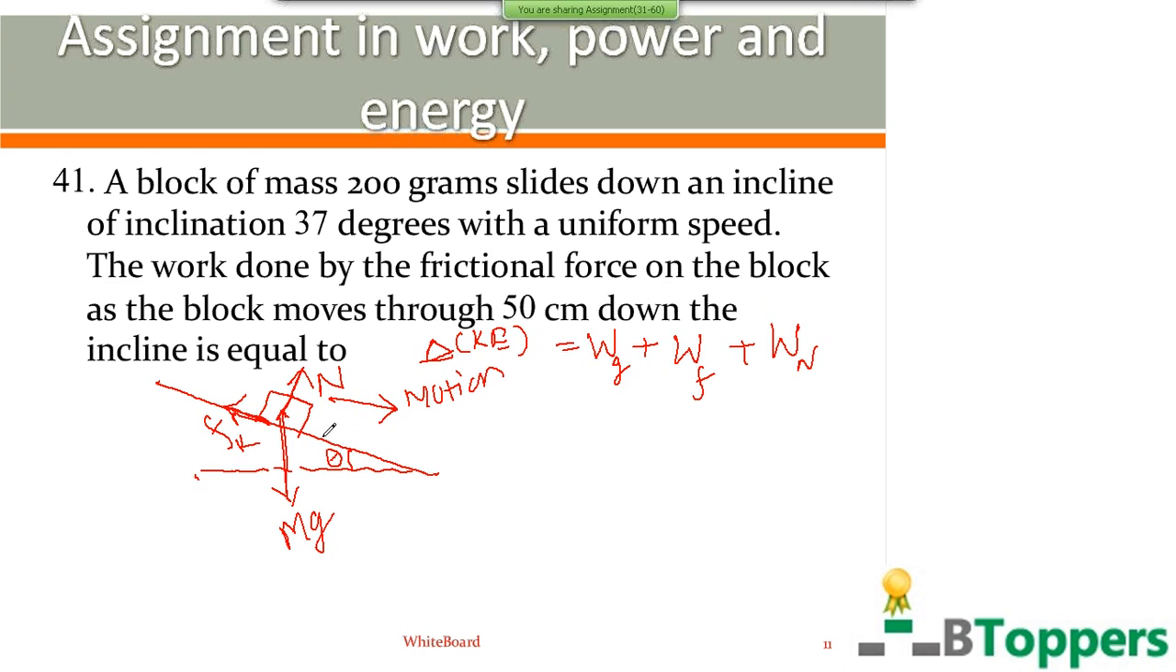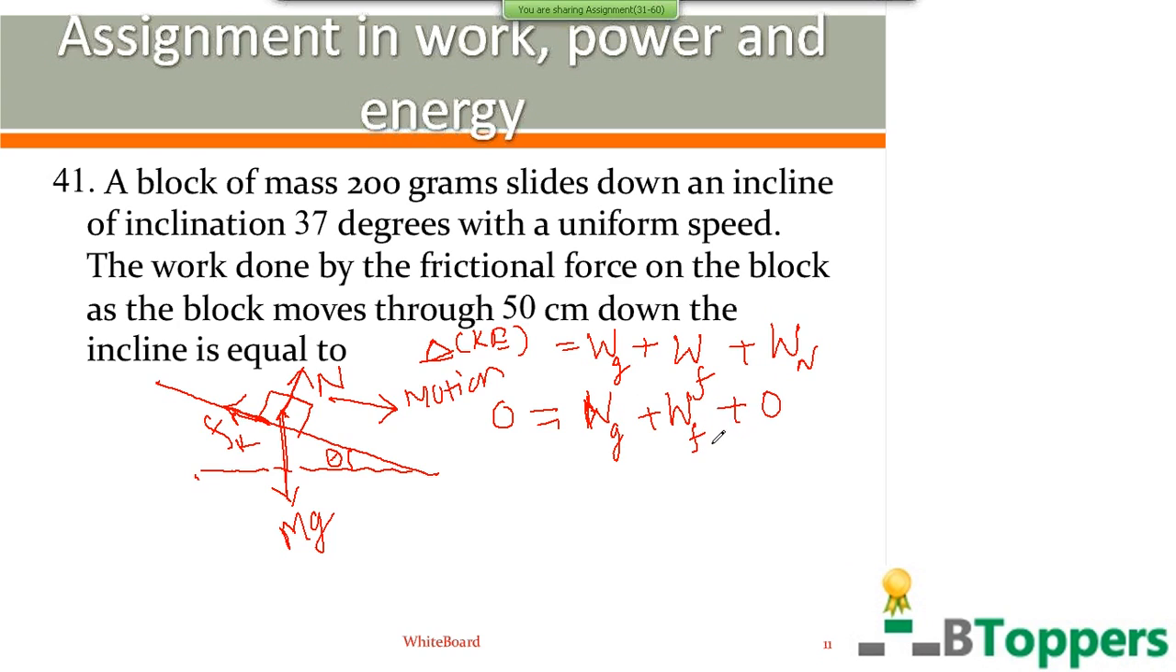The block is sliding down with uniform speed. That means its velocity is constant. The mass of the body is also always assumed to be constant. It is given as 200 grams. Speed is constant, mass of the body is constant. Therefore, kinetic energy remains constant. Therefore, change in the kinetic energy of the block during the motion down the inclined path is 0. Work done by the gravitational force on the block, we have to find out, to find work done by friction.